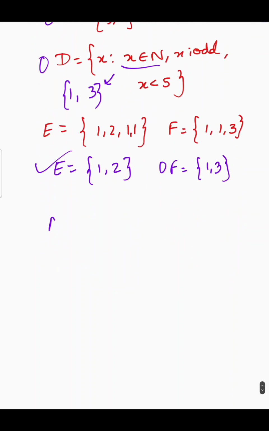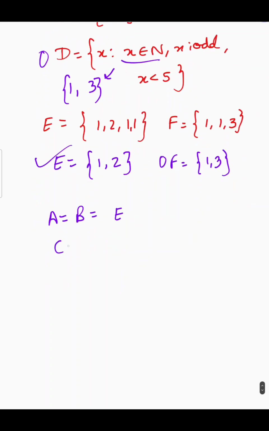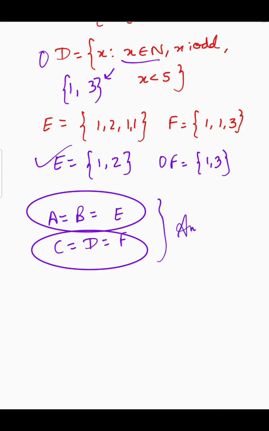So we have found the answer. A is equal to B is equal to E, and C is equal to D is equal to F. This is one set of equal sets and this is another set of equal sets. Okay. I hope that you have got the answer. Okay. Now moving on to the next question.